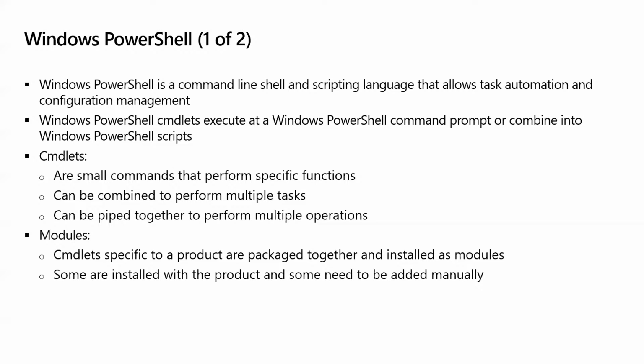Well, PowerShell, number 1, PowerCLI, Java, YAML, JSON, Docker, so many things. Windows PowerShell cmdlets execute at the PowerShell command prompt or combine into a script. So what is a script? A script is a combination of cmdlets. What is a cmdlet? A cmdlet is a one-liner PowerShell command. Cmdlets are small commands, which is one line, which perform just one task. Scripts perform multiple tasks. Easy to understand, right? Cmdlets can be piped, meaning they can be joined, aggregated to perform multiple operations.